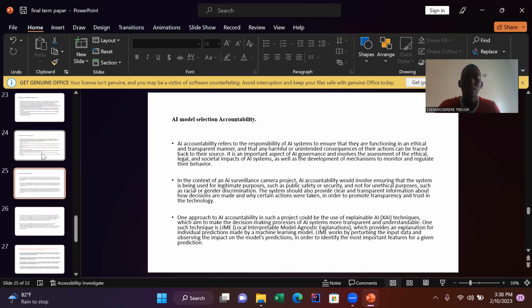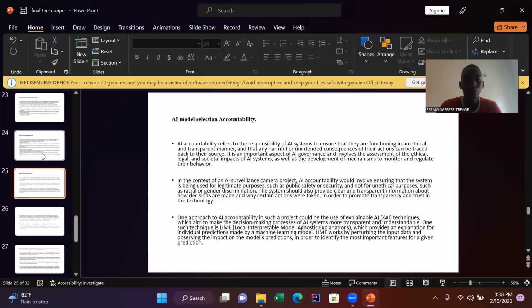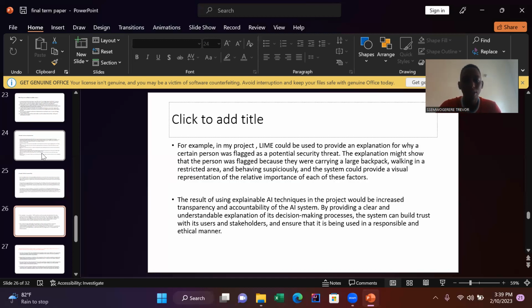So my AI surveillance camera is looking at security, nothing like gender discrimination. So it is accountable. One approach to AI accountability in such a project would be the use of explainable techniques, such as local interpretable model-agnostic explanations, that can explain it.